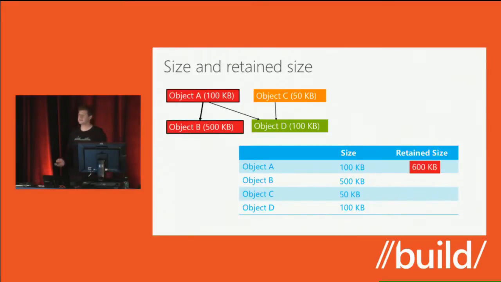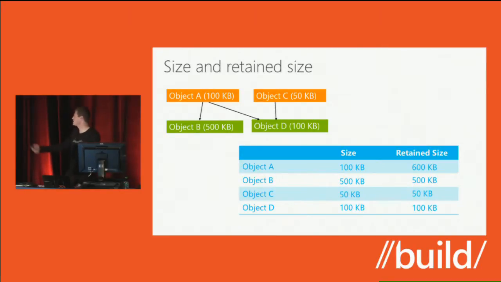And the reason that the 6 is the right answer is because A, if it gets collected, obviously its size goes away. And B, its size is going to go away. But even though A references D, C also references D. So D is not going to be able to be garbage collected if only A disappears. So the retained size of everybody else actually just matches their size because nobody else has a child in a true parent-child relationship. So, all right, let's go take a look at the tool.